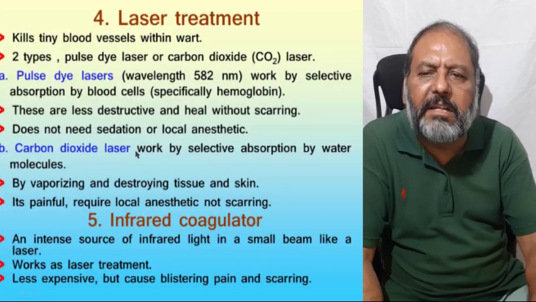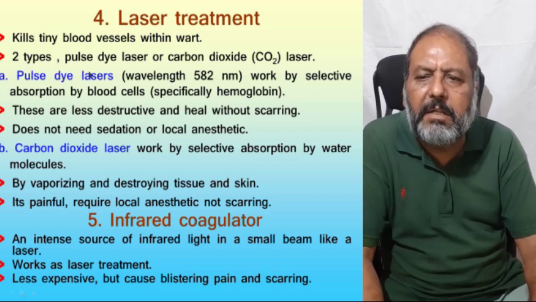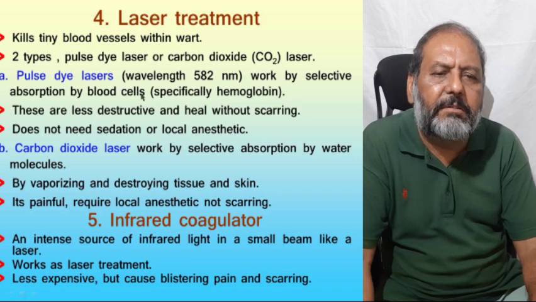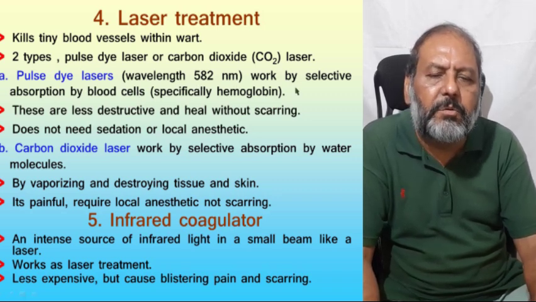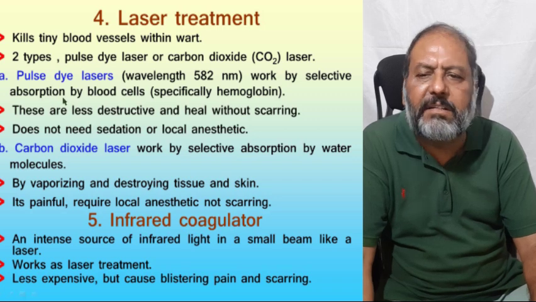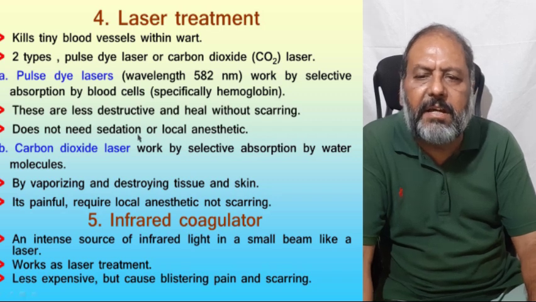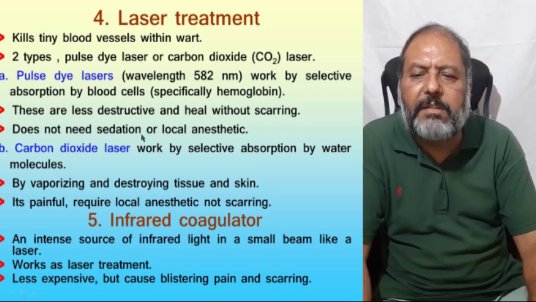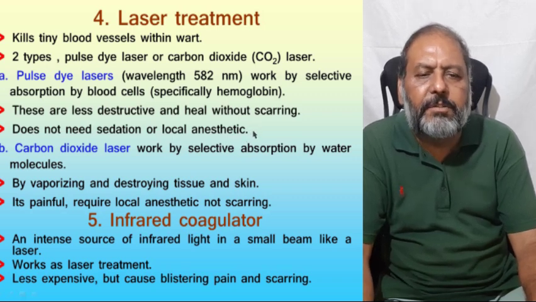Number 4 is the laser treatment. It kills the tiny blood vessels within the wart. It is of two types: pulse dye laser or carbon dioxide laser. The pulse dye laser, wavelength 582 nanometers, works by selective absorption by the blood vessels, especially the hemoglobin. These are less destructive and heal without scarring, and do not need sedation or local anesthetic, as it is not painful.